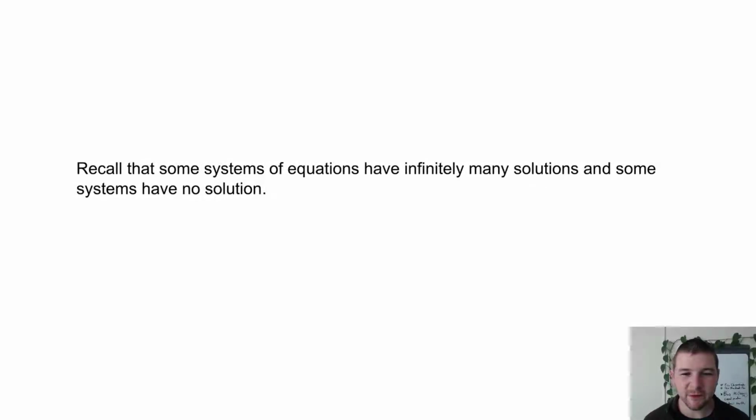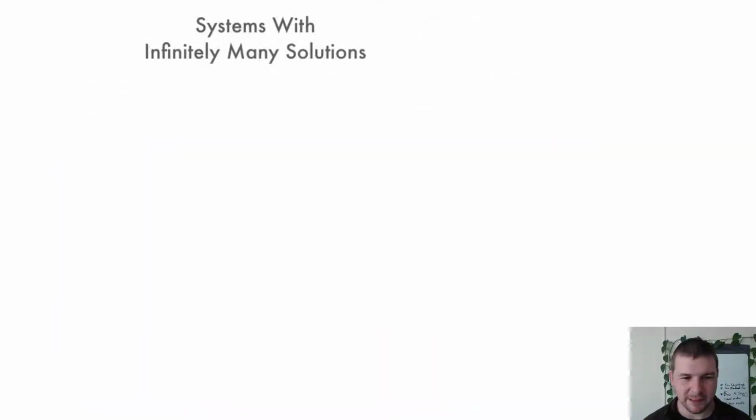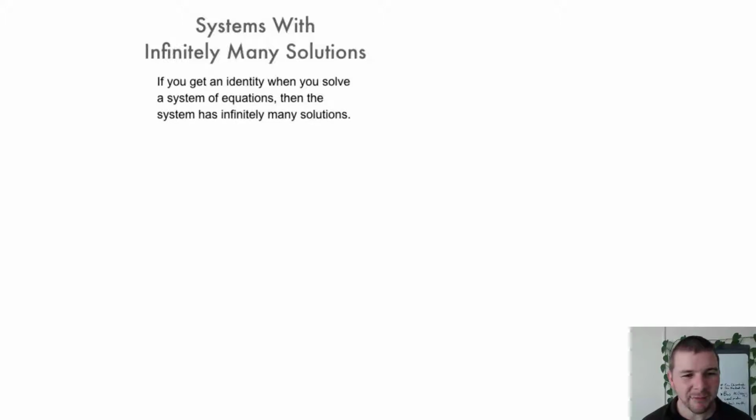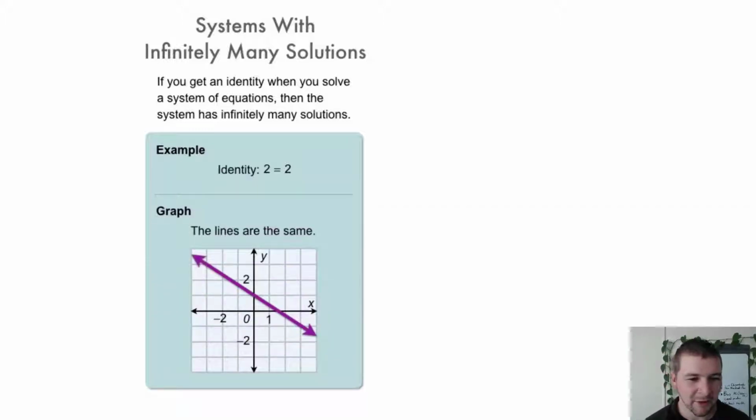Recall that some systems of equations have infinitely many solutions, and some systems have no solution. Systems with infinitely many solutions. If you get an identity when you solve a system of equations, then the system has infinitely many solutions. For example, an identity might be 2 equals 2. On a graph, what we'll see is that the lines are the same.